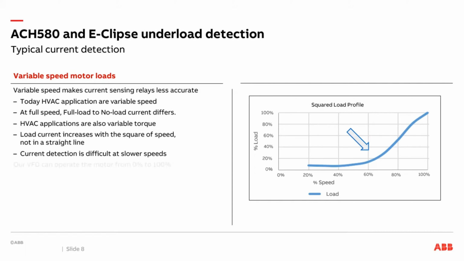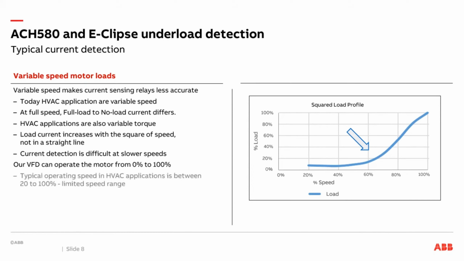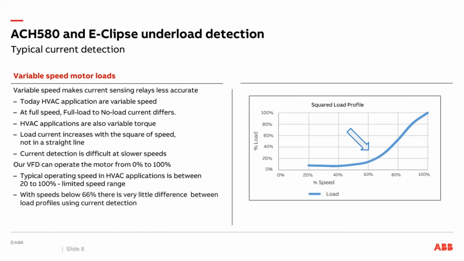The motor can operate from 0 to 100%, but a typical HVAC application has a practical operating range of 20 to 100%. So at speeds less than 66%, the change in current between loaded and unloaded is barely detectable, at least not with accuracy or repeatability.